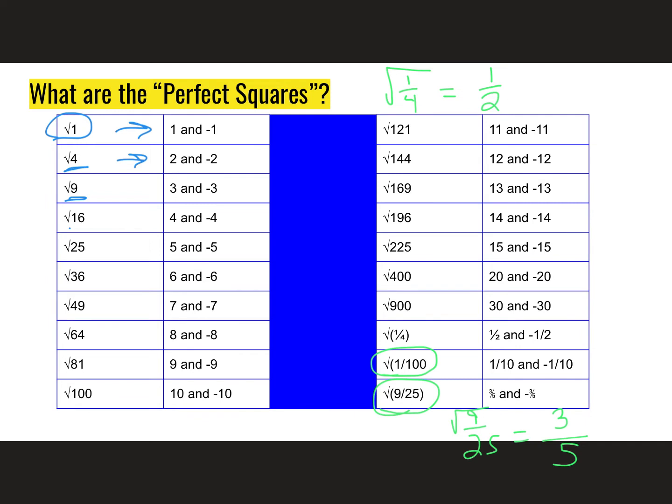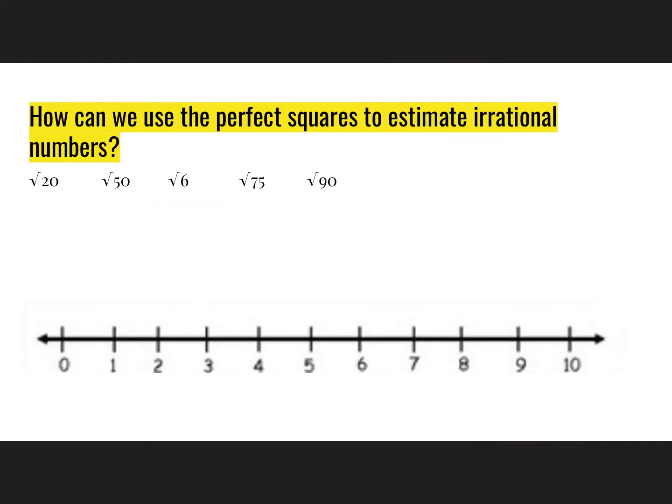Okay, so we're going to use these perfect squares. Let's talk about that. So how can we use these perfect squares to estimate the numbers? Now, you have this number line in your notes, and it is a drawing, so you can add to it. So one thing I know right here, on my number line, I see I have my 1. Well, 1 is also the same thing as the square root of 1.